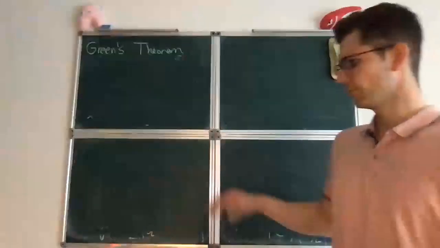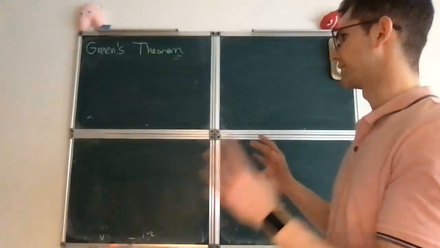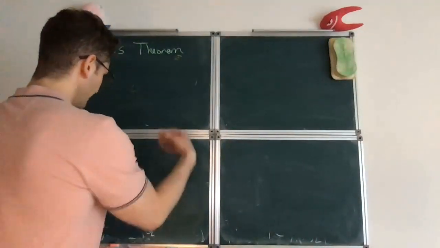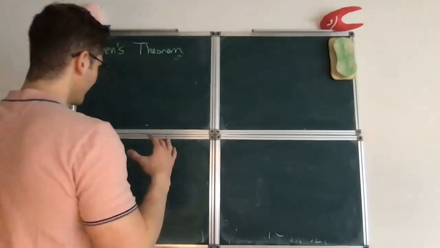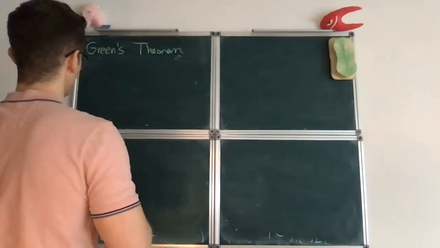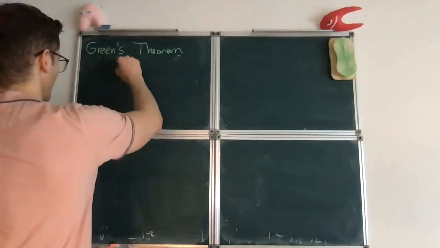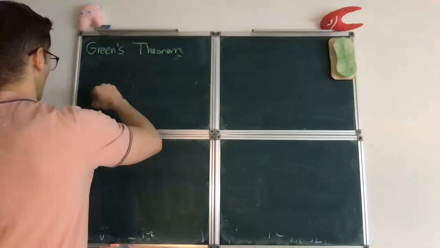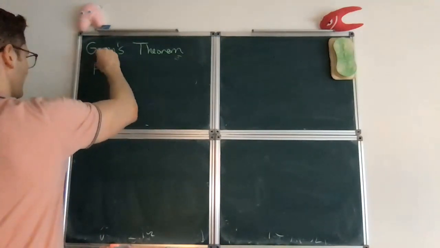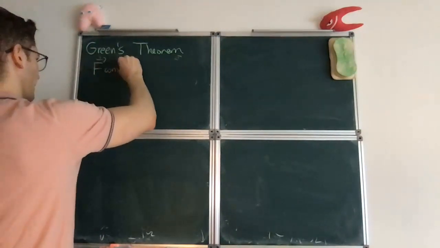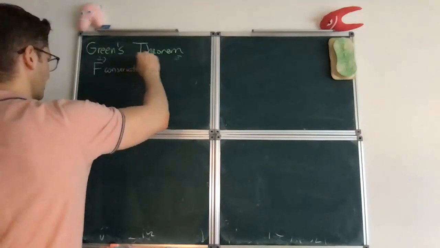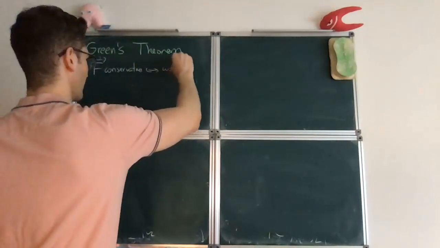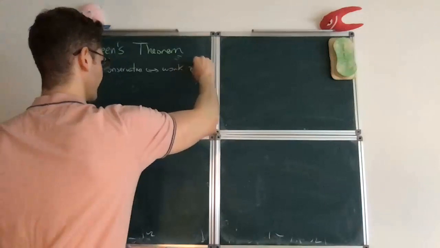Okay, so I'll explain to you now the statement of Green's theorem. Remember from last time, the idea is that being a conservative vector field is the same as the fact that if you take a closed loop, F conservative is the same as work being 0 on closed loops.